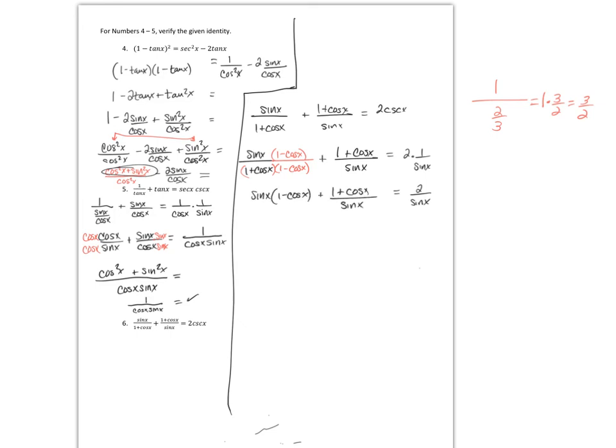And now take a look at our denominator over here. 1 plus cosine times 1 minus cosine. I'll write that as its product, which is 1 minus cosine squared. And then that's the key to this problem, that is going to turn into sine squared, and we're going to be able to cancel a sine, and we'll have a like common denominator. So I'm going to rewrite the numerator, sine of x, 1 minus cosine, over sine squared, plus 1 plus cosine over sine. And now we can realize that we can do some canceling.